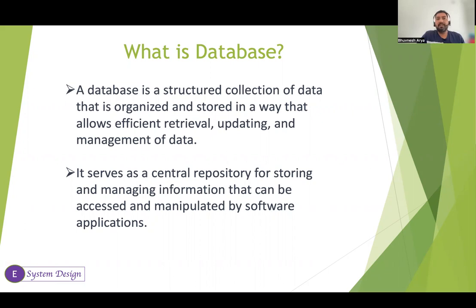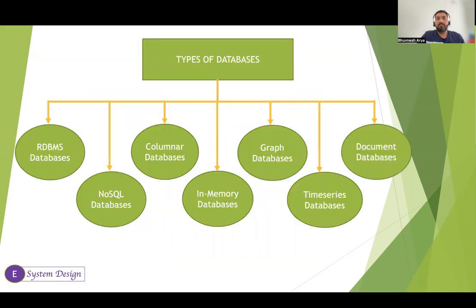So a database is a structured collection of data, which is organized and stored in a way that allows efficient retrieval, updating and management of the data. You can consider it like a central repository for storing any kind of data, and through any accessing mechanism you can manage that information and use it for any software application. So now let's get into what are the different types of databases we have.